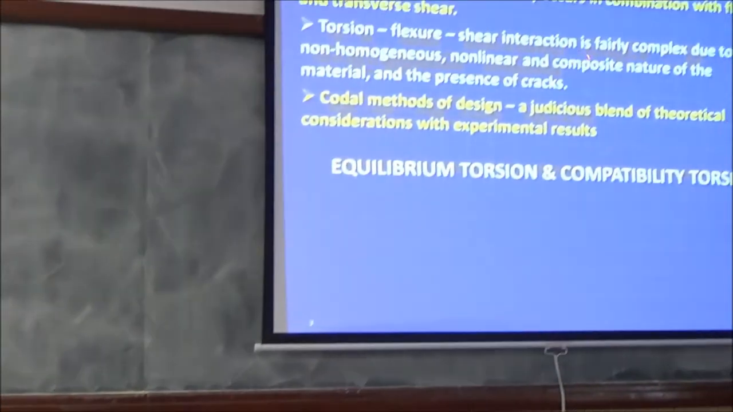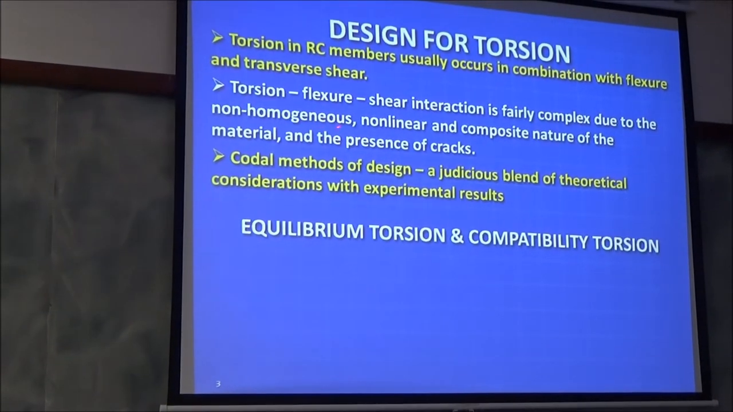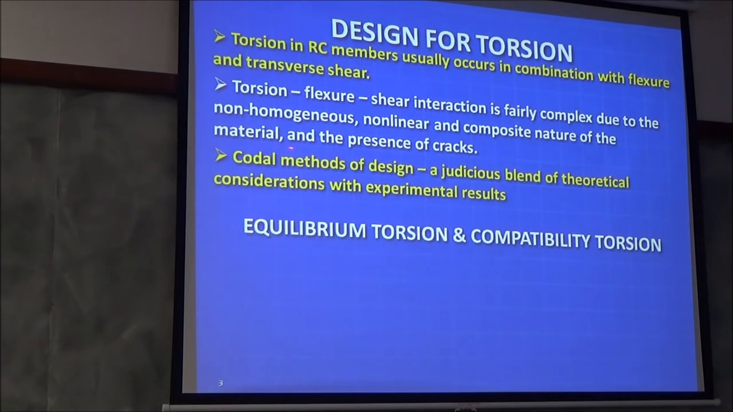Torsion, flexure, shear interaction, fairly complex due to the non-homogeneous, non-linear and composite nature of the material. Flexure shear itself is complicated. Now we are adding to the complexity by bringing in torsion also. Code methods of design and judicious blend of theoretical consideration with experiment.